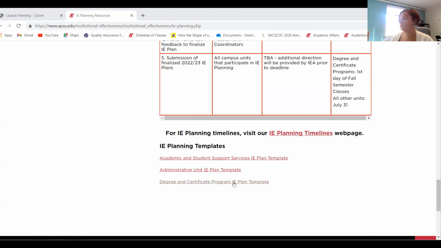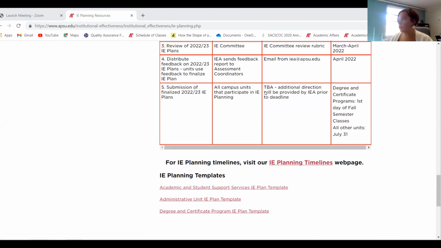This new process basically involves downloading one of these Word templates, one of these 3 based on your unit type, filling it out, and emailing it to us at iea@apsu.edu, which is on the form as well. So we'll let you know what that is. So this is what we're here talking about today in terms of the process. I know some of you are newer to this. Oh, and Allie put the link in the chat to the page for you as well.